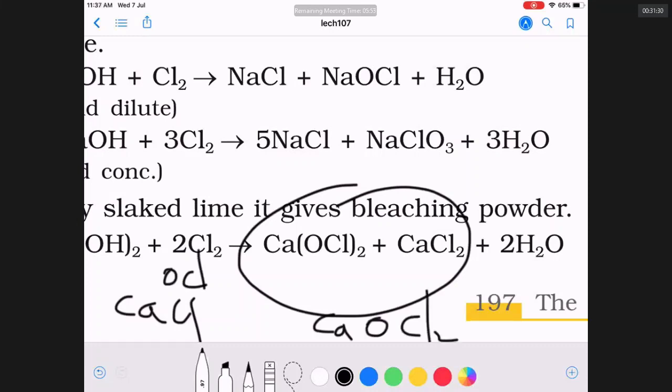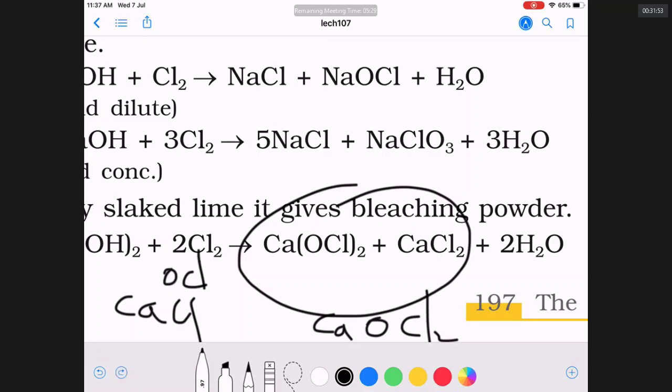Not CaOCl taken twice. No. If you take CaOCl taken twice, it will become calcium hypochlorite. If you take CaCl2, it is calcium chloride. But if it is having one OCl and one Cl, calcium chlorohypochlorite, that is called bleaching powder.